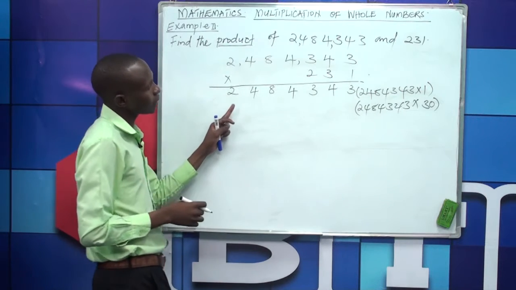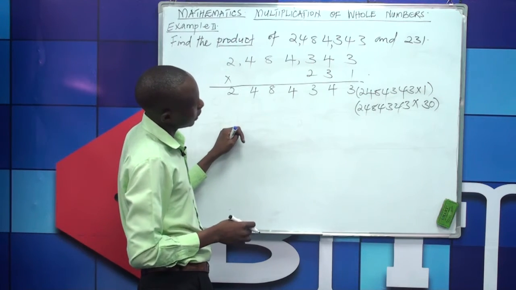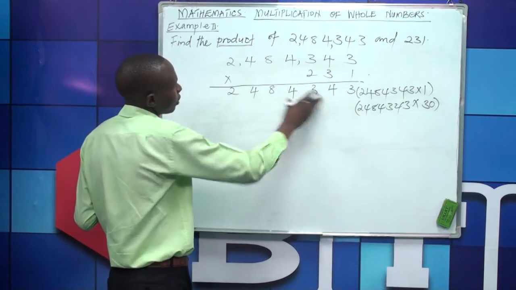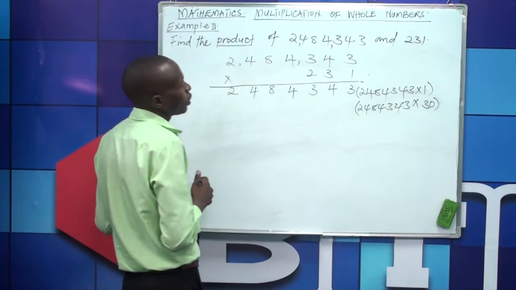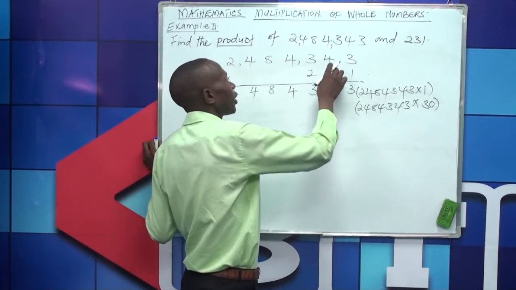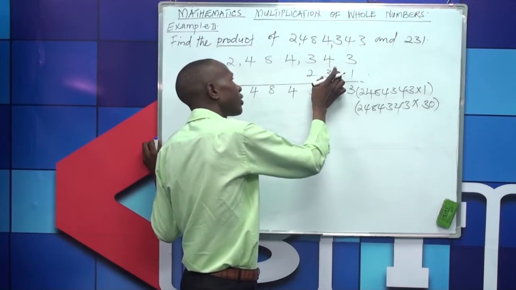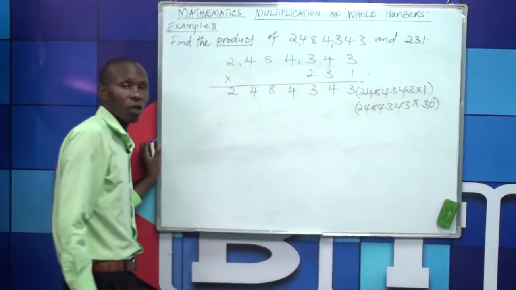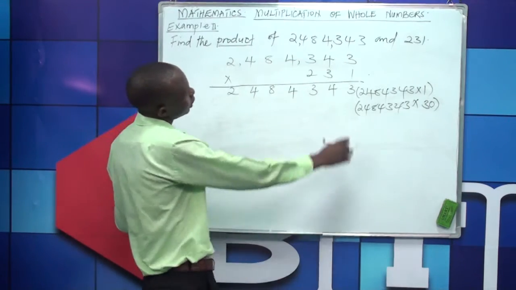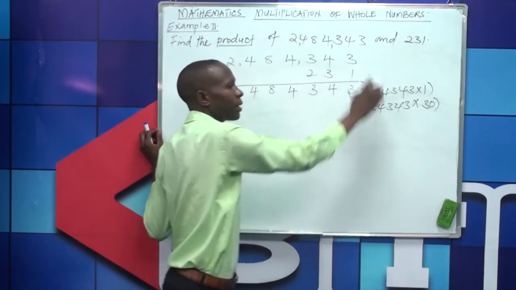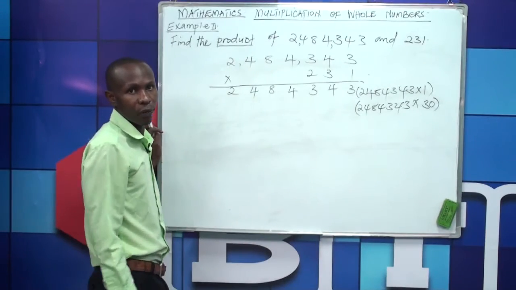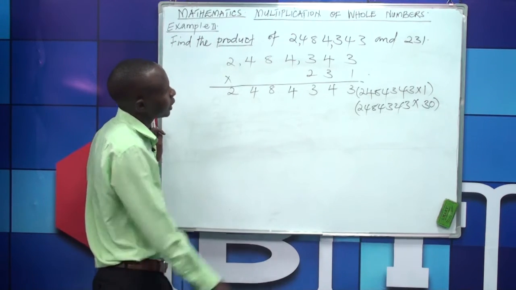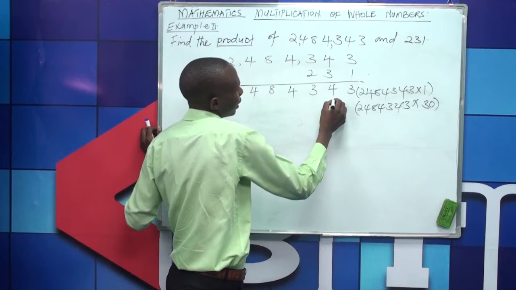I'll have to multiply that by 30. And after multiplying by 30, we shall have to come with everything here. So let's look at this. I want us to begin with 3. This simply means we are going to have this 3 multiplied by the whole of this number. So we are going to begin with the first digit. That's 3 times 3, which will give us 9.